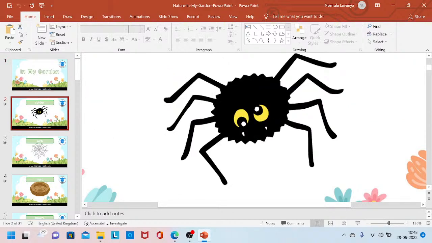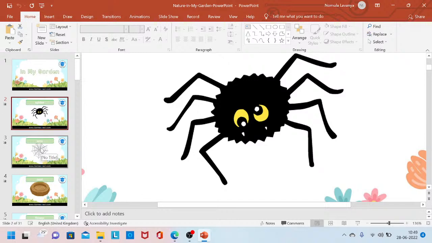What is this? This is a spider. This is a spider. So I spell here S P I D E R. Spider. This is spider. We see it in the garden, right? How many legs does it have? It has 8 legs. So this is a spider.